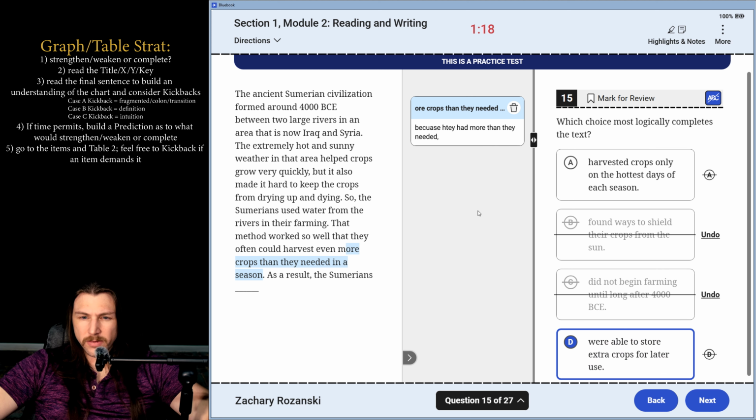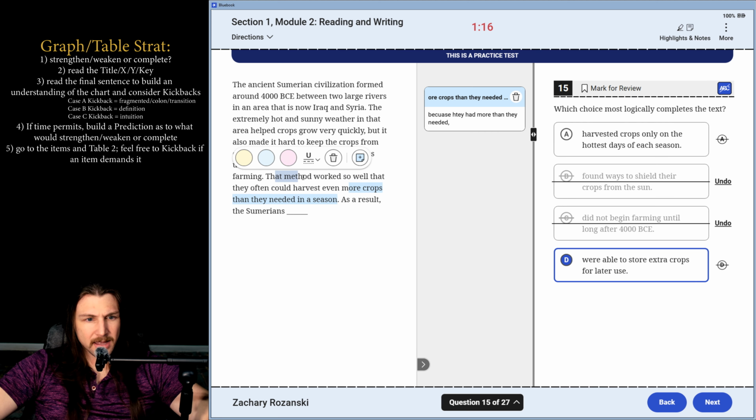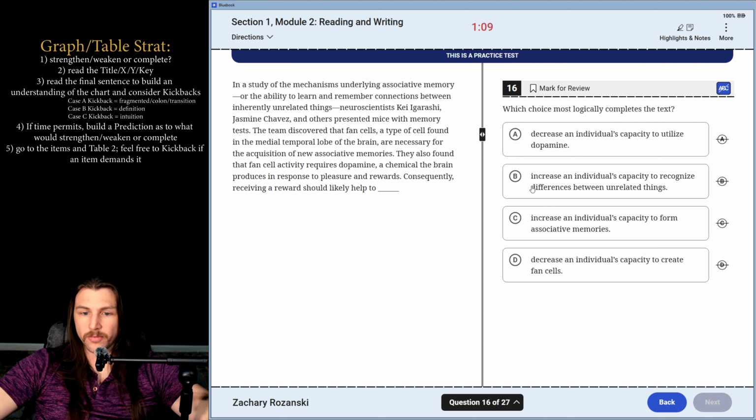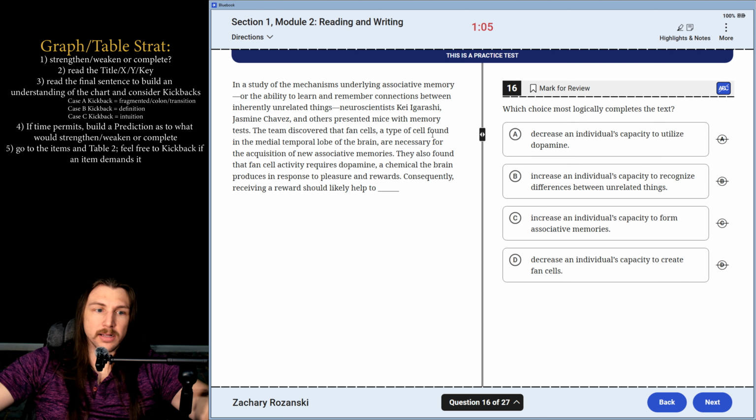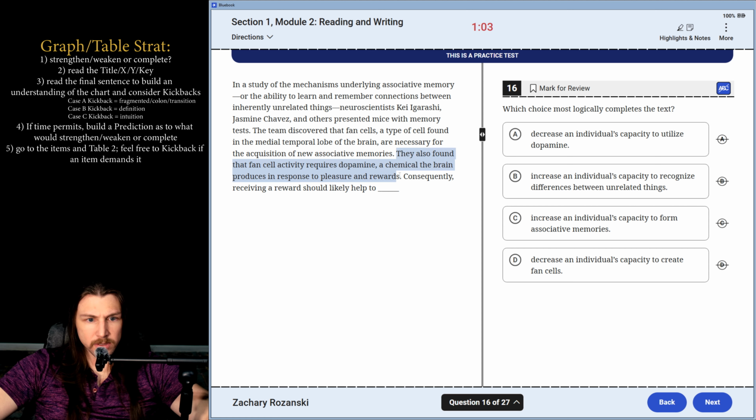I really like this. Harvest crops only on the hottest day of the season. Was there something about heat from that method? The extremely hot sunny weather helped grow quickly, but it was hard to keep it from dying. So they used water. With water, they were able to store more for later use. That's absolutely going to be it. We are absolutely going to finish this. Consequently, let's do a case 1 kickback.